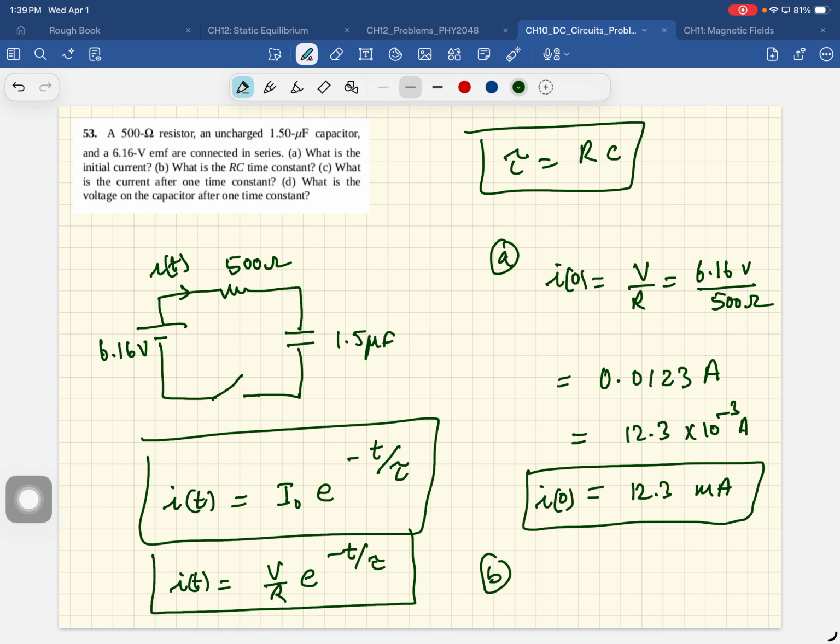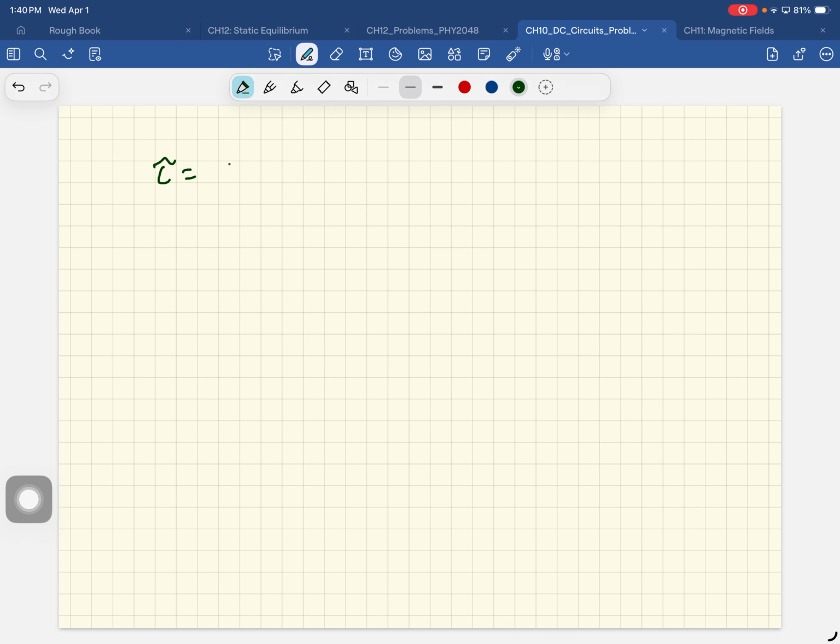What is the time constant? The time constant is the time over which things change in the circuit. This is equal to 500 times 1.5 into 10 to the minus 6. Ohms times farads is seconds. So this is 750 into 10 to the minus 6 seconds, so 750 microseconds, or 0.75 milliseconds. So things change over milliseconds.